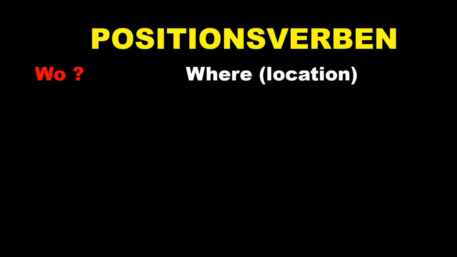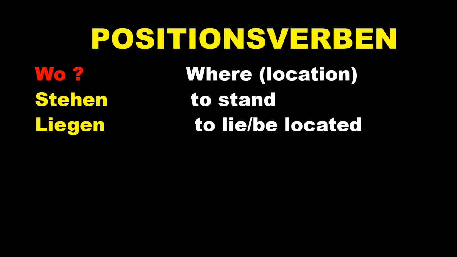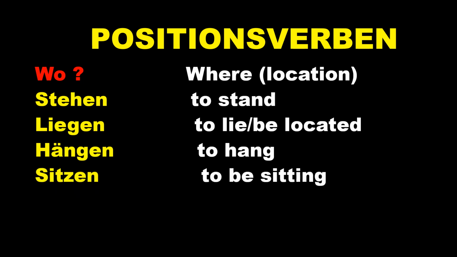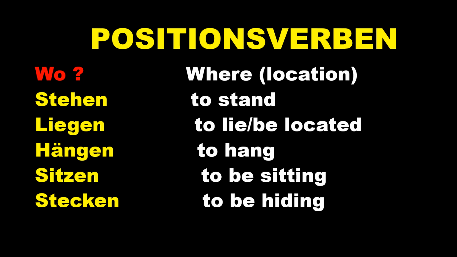Now, Positionsverben. Let's see few examples of these verbs. The question word here will be wo, which means where, and it is related to the location of the object. The first verb here is stehen, which means to stand. Liegen, to lie or to be located. Next verb is hängen, to hang. Sitzen, to be sitting. Stecken, to be hiding. So these are few common verbs which are Positionsverben.